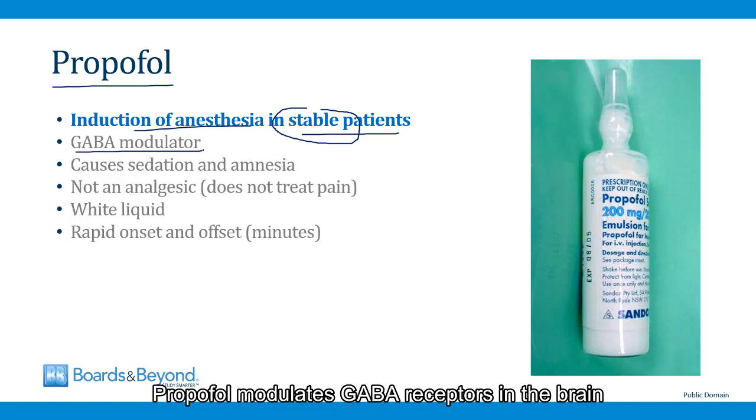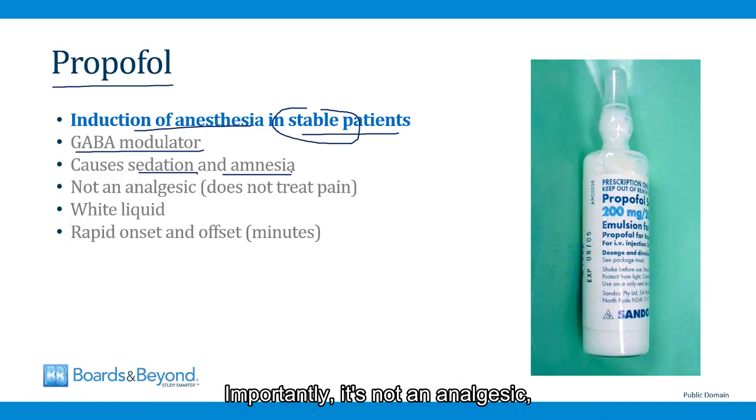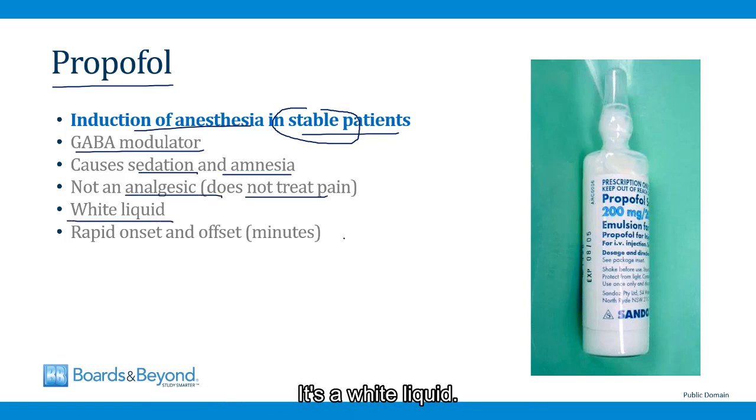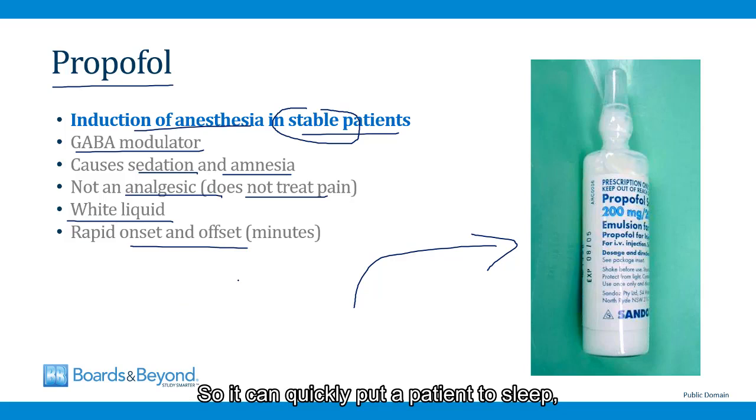Propofol modulates GABA receptors in the brain, and by doing so, it causes sedation and amnesia. Importantly, it's not an analgesic, so it can't be used to treat pain. It's a white liquid. It looks like what's shown on the screen. Some people call it mother's milk, and it has a very rapid onset and offset in minutes, so it can quickly put a patient to sleep, but once you stop administering the drug, the patient will quickly wake up.